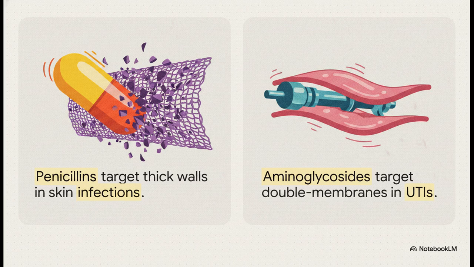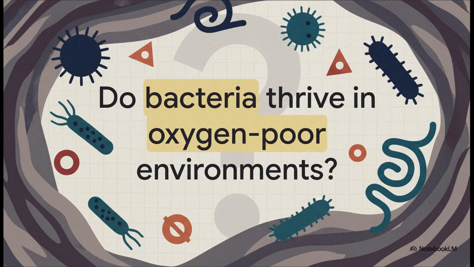But let's say we're dealing with gram-negative rods hiding behind that complex double membrane. These are often the culprits in things like UTIs or sepsis. For those, we need drugs that have a higher affinity to penetrate that specific barrier, drugs like aminoglycosides or third-generation cephalosporins. Okay, let's move on to our next clue, which is all about the environment.